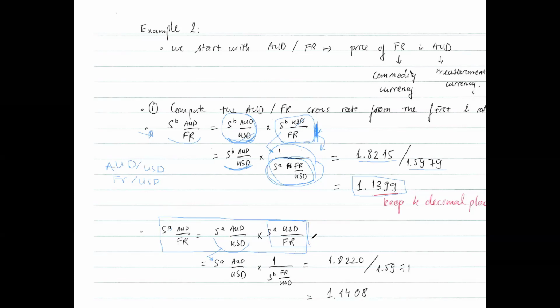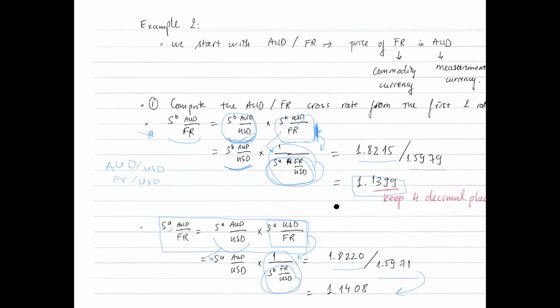With the second term, we've got the reciprocal in the table. So I'm going to just take the reciprocal here. And what I have here is the bid rate for the franc divided by the USD, okay? So I'm going to be looking at the left-hand side on my table for the franc divided by the USD. If I put the correct numbers in their places, I will find that the ask cross rate for the Australian divided by franc exchange rate is 1.1408. Okay, I'm going to move on to the next page.